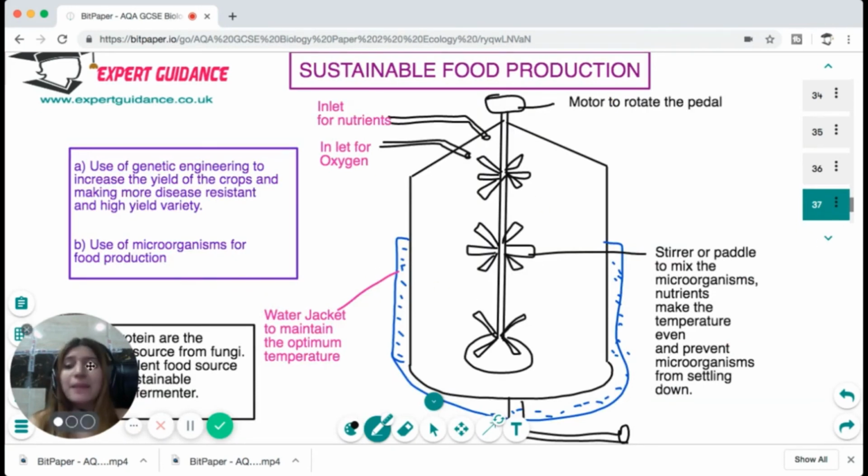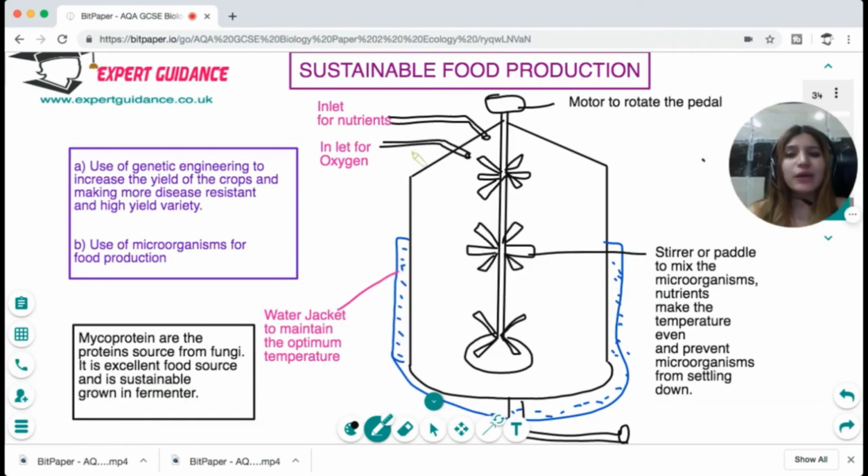Or the best alternative that we have now is using microorganisms for food production. For example, mycoprotein is a protein-rich source from the fungi. So fungi reduce the dependency on the plants and the animals and conserve the biodiversity. And you know, microorganisms are very easy to grow. We can grow them by fermentation.